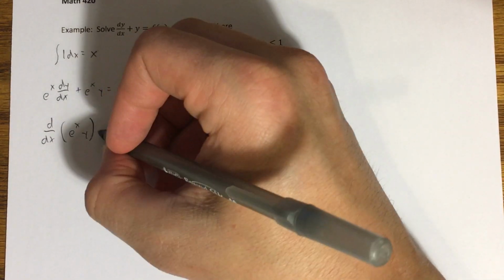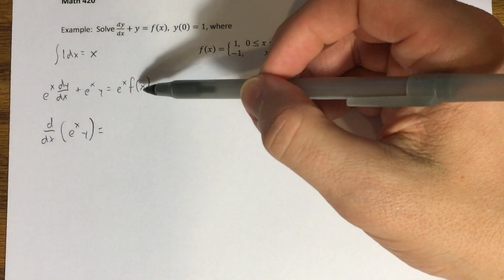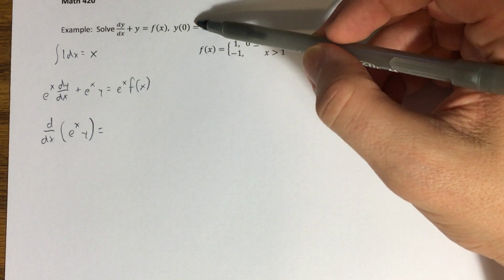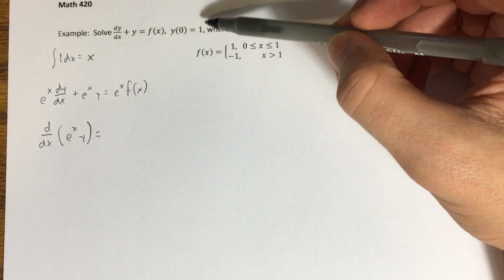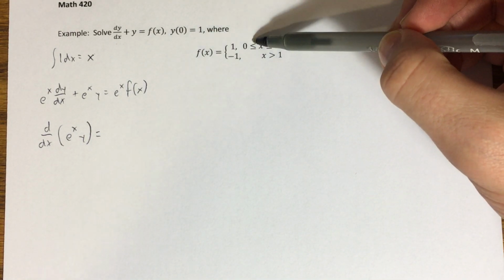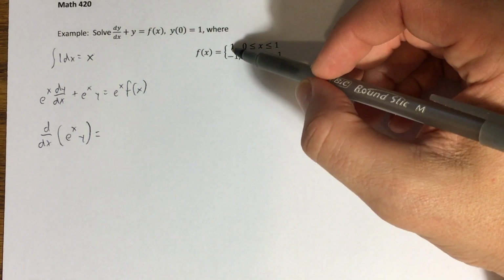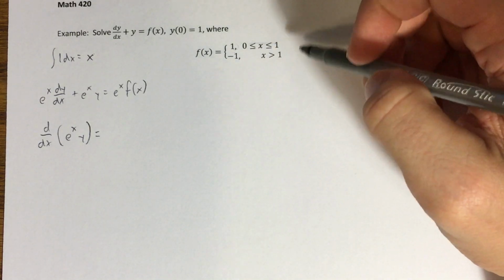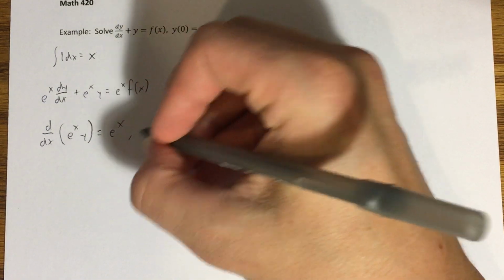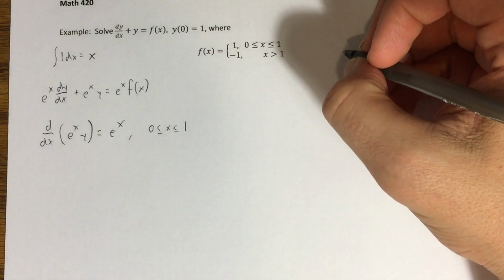Now the right-hand side, this is where we have to be careful because we're working with a piecewise function. So notice I want to be able to use my initial condition here, y of 0 equals 1. The input here is 0, which tells me that I'm looking at this top line in my piecewise function. So I'm going to focus on this first. F of x will equal 1 within that interval. So that's 1 times e to the x, or just e to the x. And again, remember, that's when x is between 0 and 1.